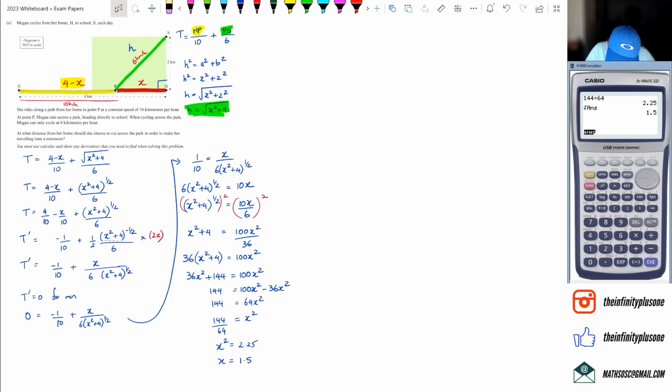I think the question is actually asking from what distance from her home should she choose to cut across the path. From the home, 4 minus x. So if you actually go 4 minus 1.5, that is equal to 2.5 kilometers. So you write a statement that she should travel 2.5 k's and then cut across the path.